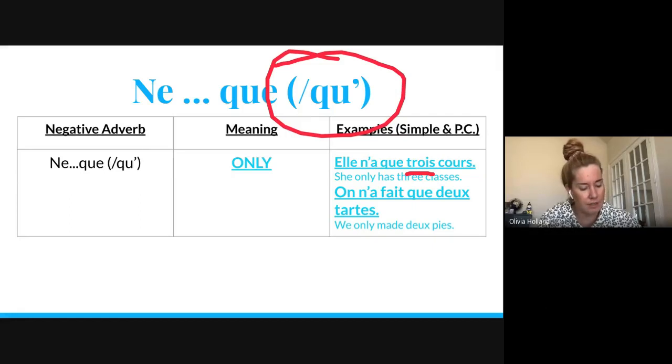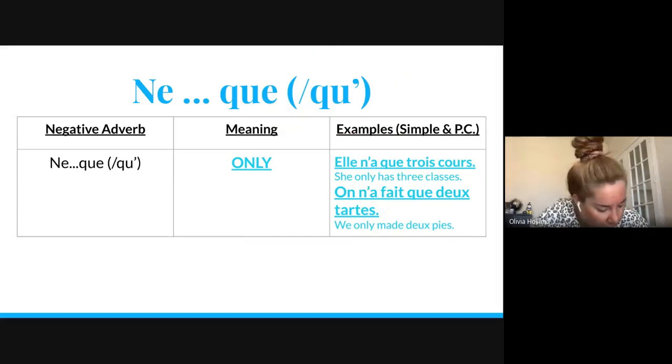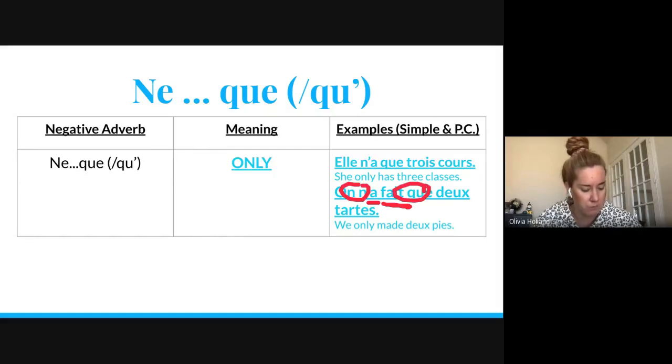The second example is passé composé. So again, this is the verb in this sentence. I realize this pen is fat and you can't see around that, but this is the verb. So you actually put the ne and then the que around both the verb and the past participle. Okay, ne que. And that means we only made 2 pies.